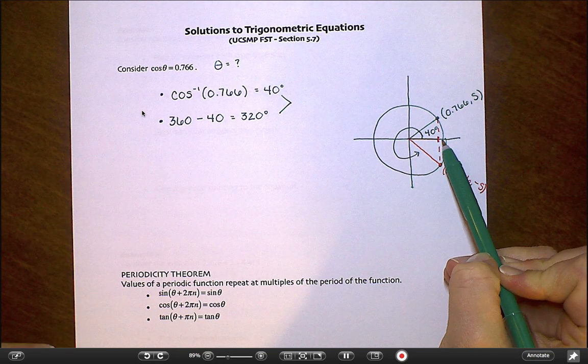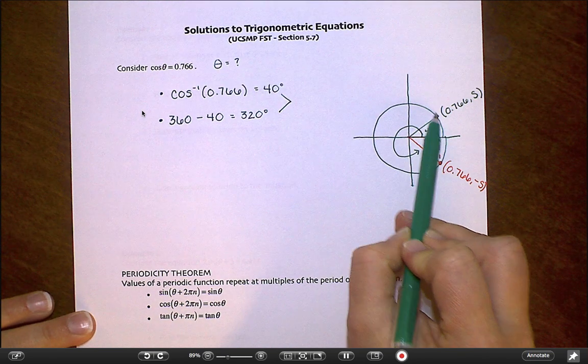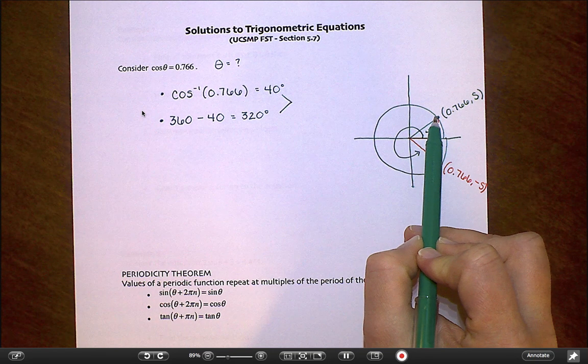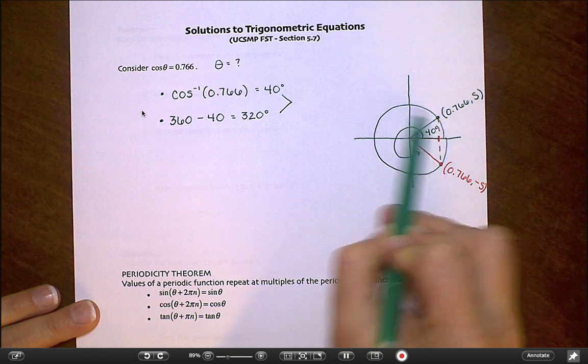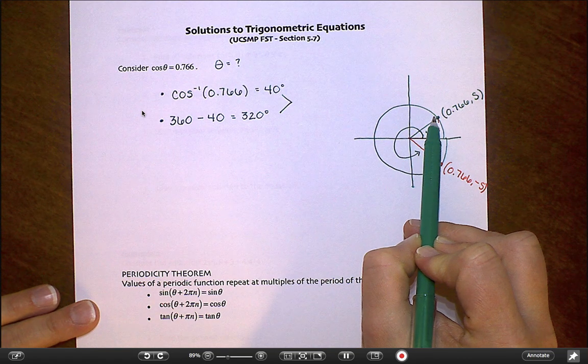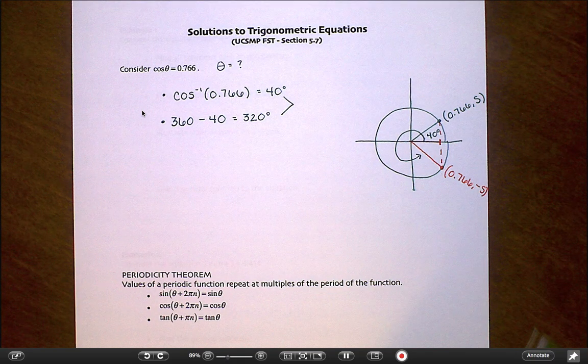But what if I kept going? What if I stood here and then wrapped all the way around again and landed back on that point? That angle, by the way, would be 400 degrees, because that would be 40 degrees plus another 360. That's where the 400 came from. I could keep going around and around by 360 as many times as I want.